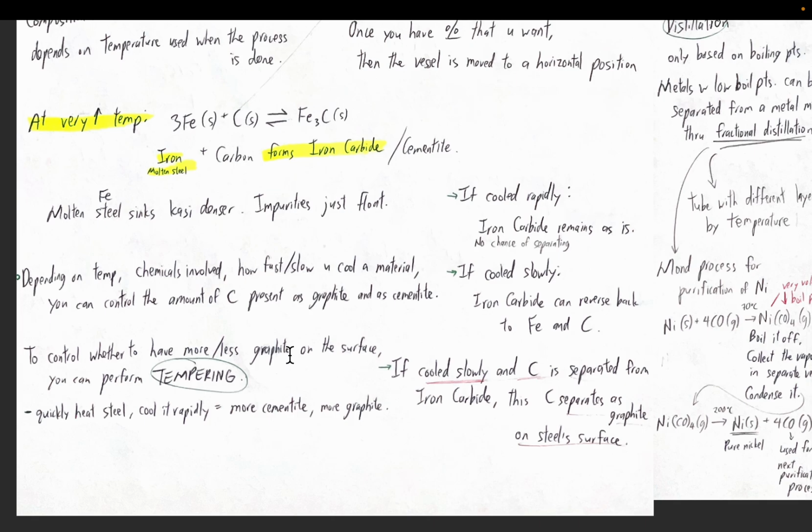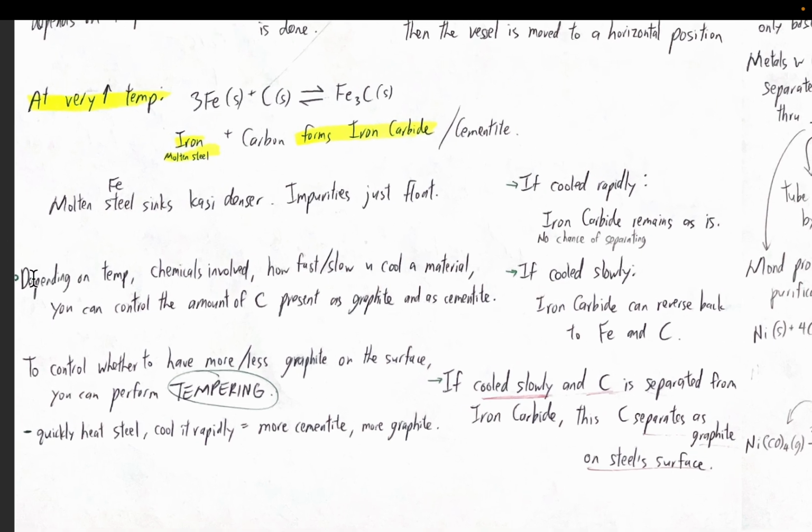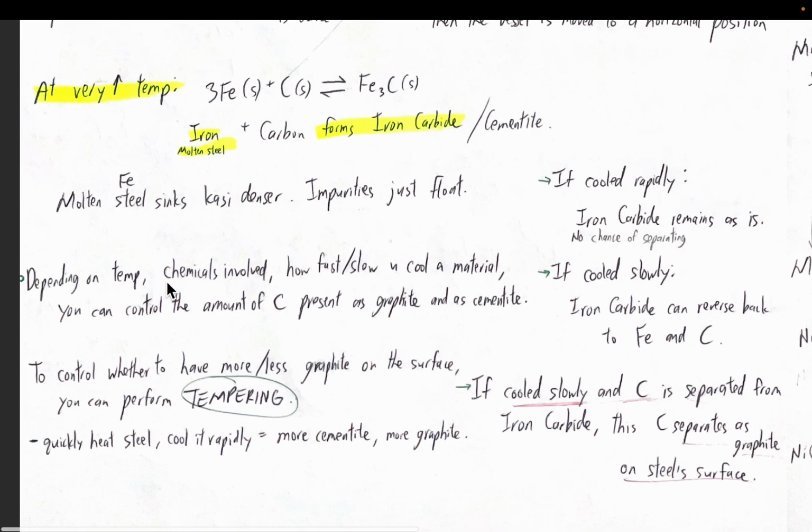Okay. So if you cool rapidly, now that you have the iron carbide, it remains as is. So there is no chance of separating. I'll continue on this later. Let's go here first. Depending on the temperature, the chemicals involved, and how fast or slow you cool a material, you can control the amount of carbon that is present as graphite and as cementite.